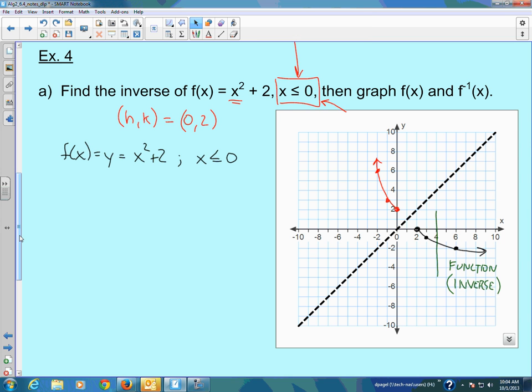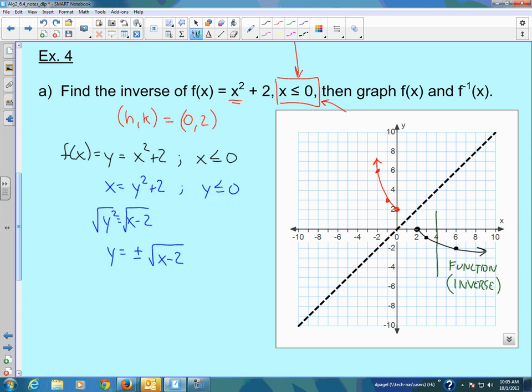So we begin the process of switching my x's and y's. Now I get x equals y squared plus 2, and I'm also going to switch the restriction so that it says y is less than or equal to 0. So include those restrictions when you're writing the equations. We solve this for y, so I get y squared equals x minus 2. At this point, I take a square root on both sides, and I get y equals plus or minus the square root of x minus 2.